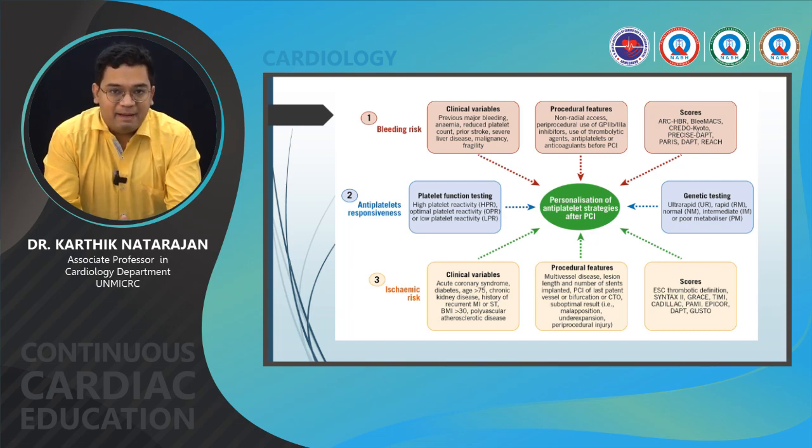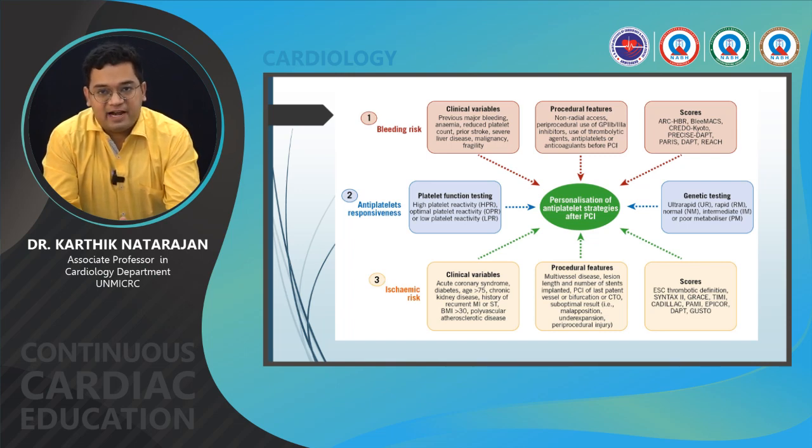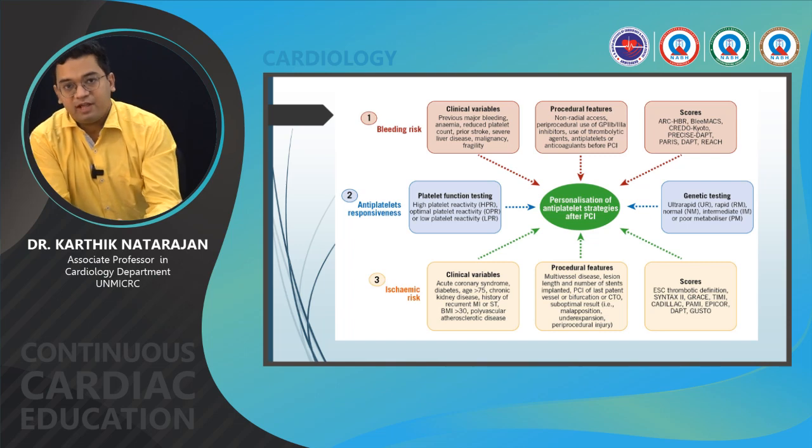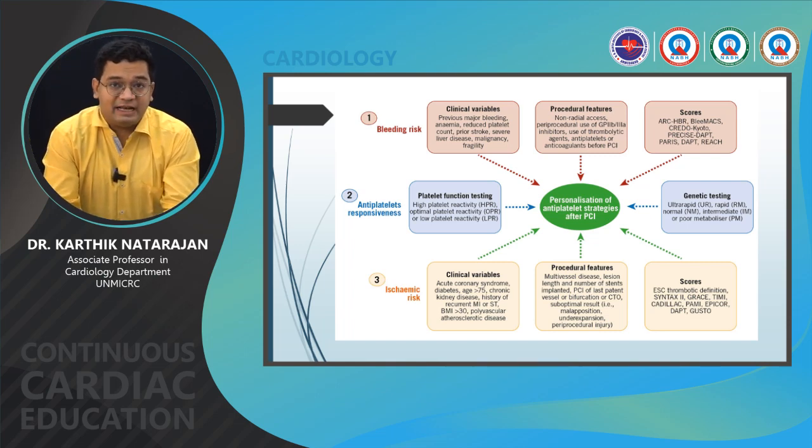So it's a very delicate balance between all the three, and you need to select the best antiplatelet strategy for that patient. So it is not that you can generalize. You need to personalize this antiplatelet strategy post PCI. If it's a bleeding risk, you need to look at the clinical variables, the procedural factors, and the various scores. If it's antiplatelet responsiveness, you need to look at the platelet function testing and genetic testing. And if it's an ischemic risk, you need to look at the clinical variables, the procedural factors, and the various scores which are incorporated.